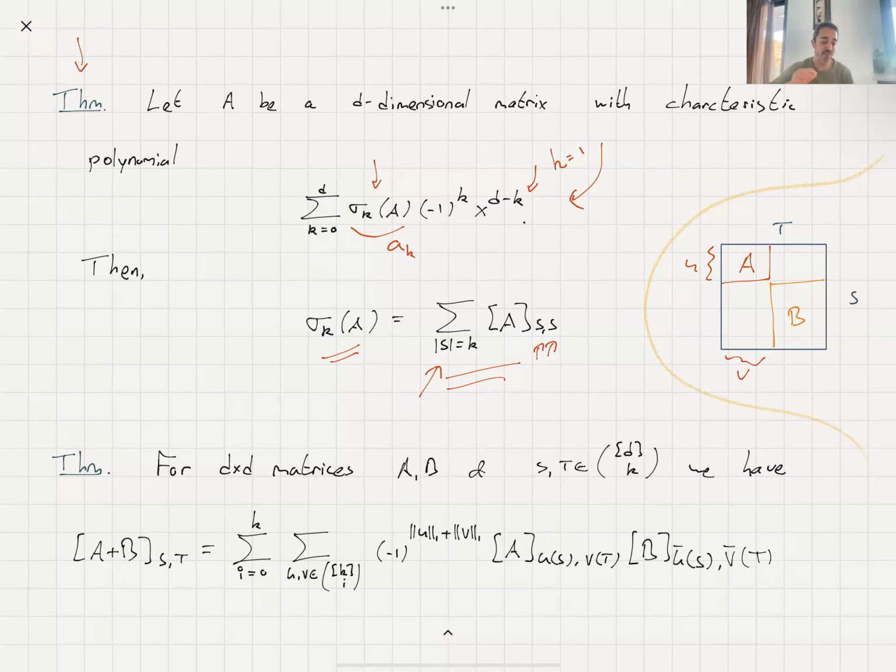Okay, so that's one thing. I think that's a nice theorem to just know in general. Secondly, a theorem that's useful to know in general is the following.